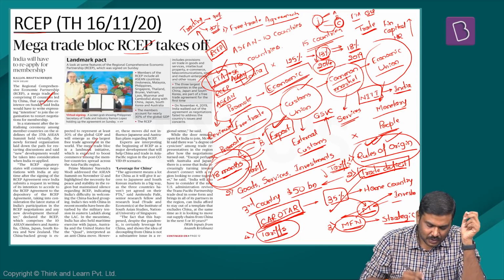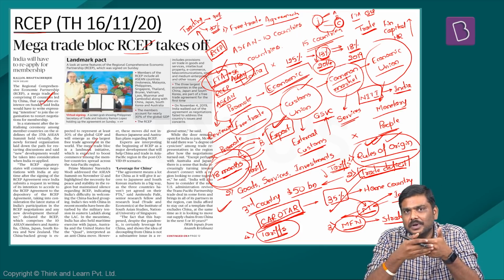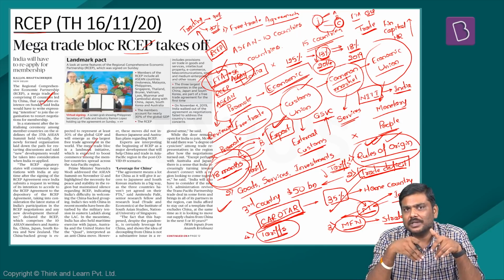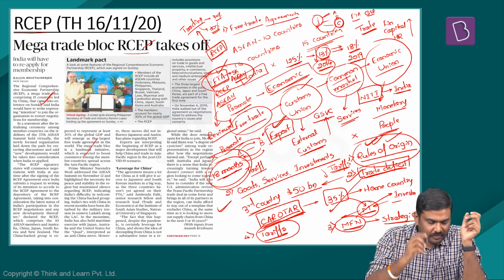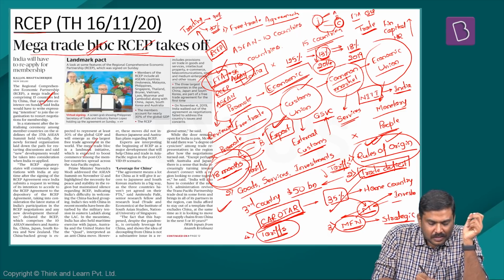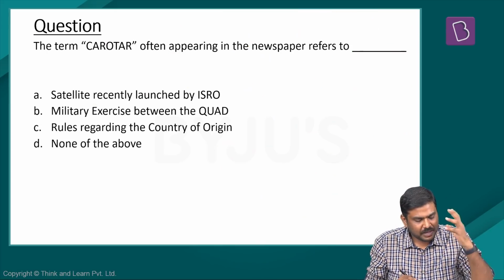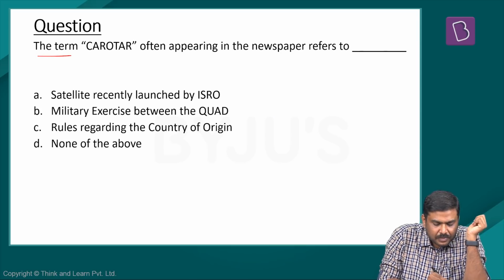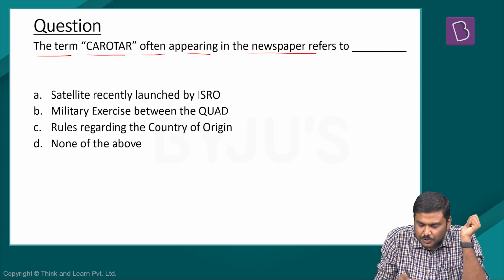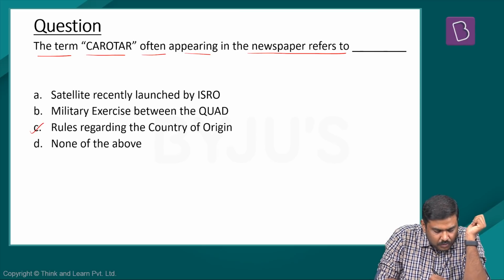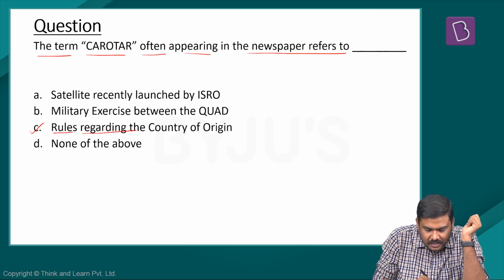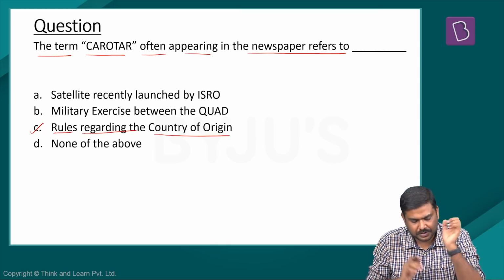So these are some of the issues raised by various experts, which would harm Indian prospects if it decides not to join RCEP any further. These are certain very important points with respect to RCEP. Now, based on this, I have given a question here. The term carotar, often appearing in the newspaper, refers to option C, rules regarding the country of origin, or rules of origin.